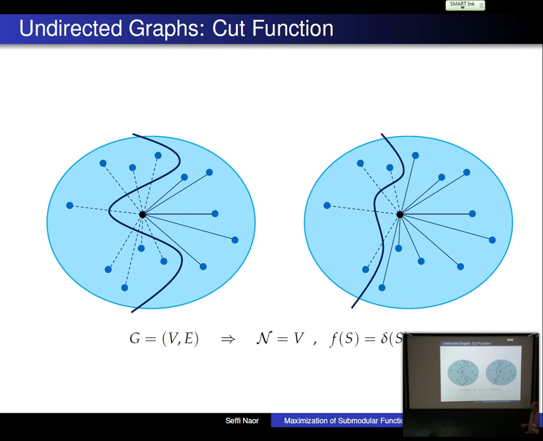So this is an example of the function. The value of the submodular function is the weight of the edges going out of a subset of the vertices. This is also an example of a symmetric submodular function, because if we have a subset S, then the value of f of S and f of N minus S is clearly the same, which is actually not true in the directed case.